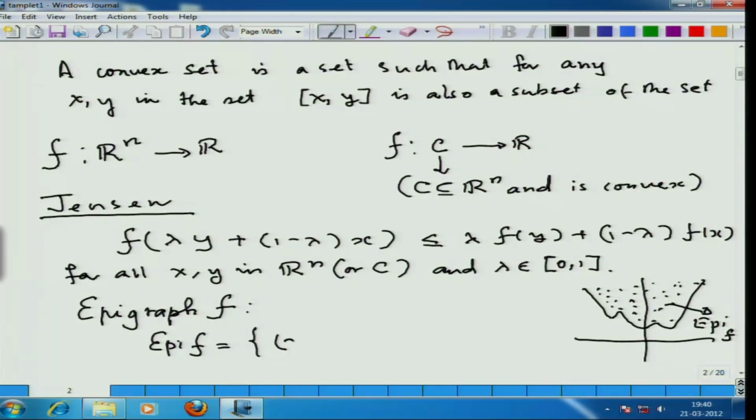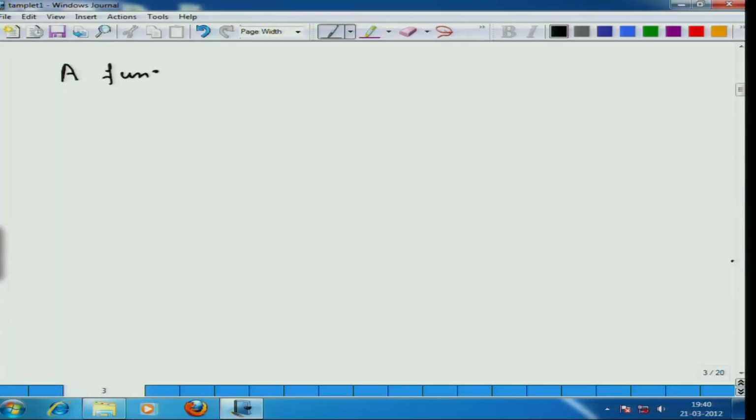Okay. So, the epigraph of f, which we denote as epi f, is the collection of all elements (x, alpha), where x is in R^n and alpha is in R, such that f of x must be less than or equal to alpha, which is very clear from the diagram. Now, what you can prove is that a function is convex if and only if its epigraph is convex.